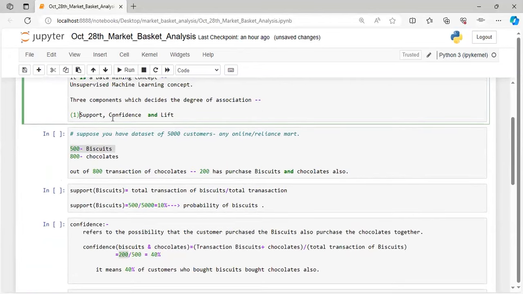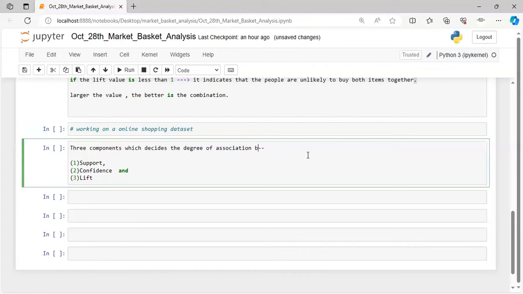So one algorithm will help us work on an online shopping data set. Three components will decide the degree of association between the items. Items can be anything. If you are using another kind of data set, the concept will be the same. It will not change.